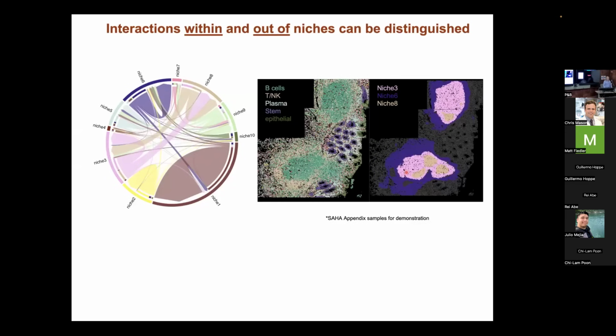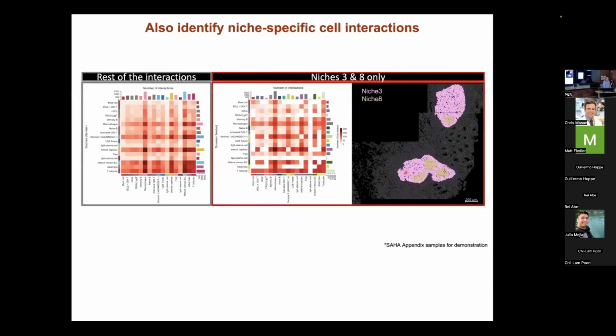Then you can start asking bigger questions. Before we were talking about cell-cell interactions, but you can look at how different niches or groups of cells might be interacting with each other, both within and outside of the niches themselves. And examine that based on the strength of the different arrangement of the cells in relation to each other within the niche and the niches around them.